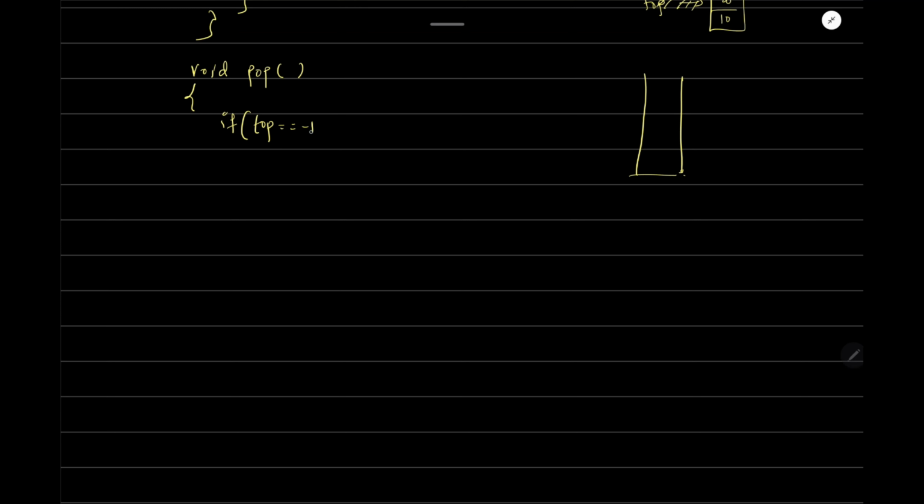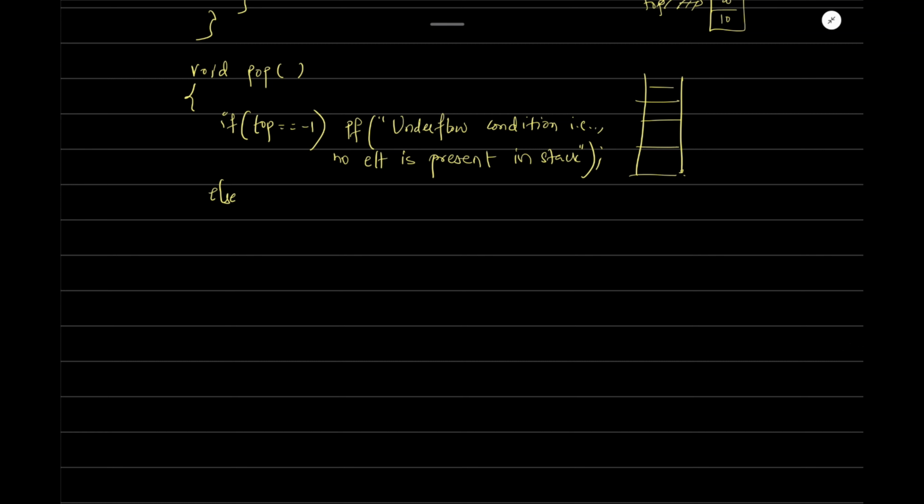If top is equal to -1, printf underflow condition, that is no element is present currently in stack. If it is not the case, if at least one element is present, then simply we can make that s of top element 0, and we can decrement the top by 1. Instead of this we can also write top is equal to top minus 1, or simply top minus is equal to 1.